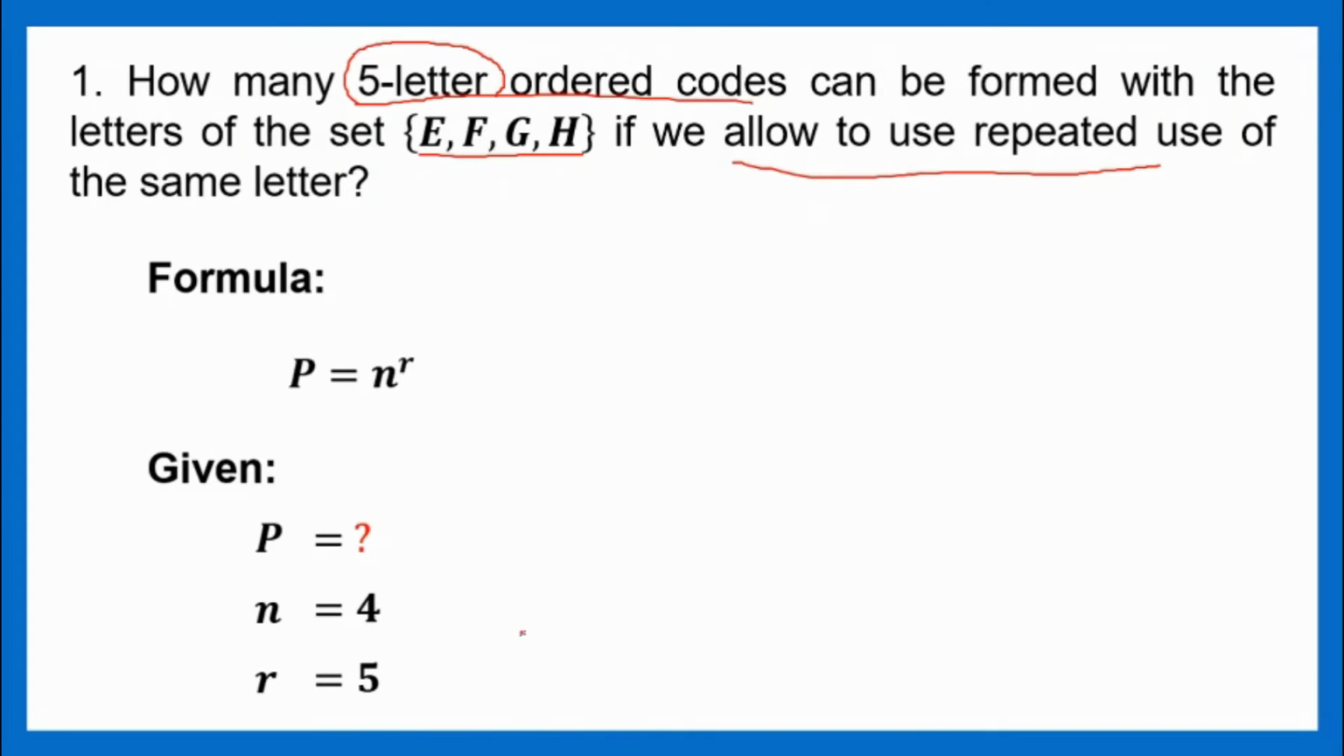Choosing objects. Alright, so after the given, we proceed now to the solution. For the solution, my constant reminder is that we still need to write the formula: P is equal to N raised to R. Always doing so helps us become familiar with the formula used in the problems. Then after the formula, we substitute. Look at the given and substitute all the values into the formula: P stays, N becomes 4, R becomes 5.